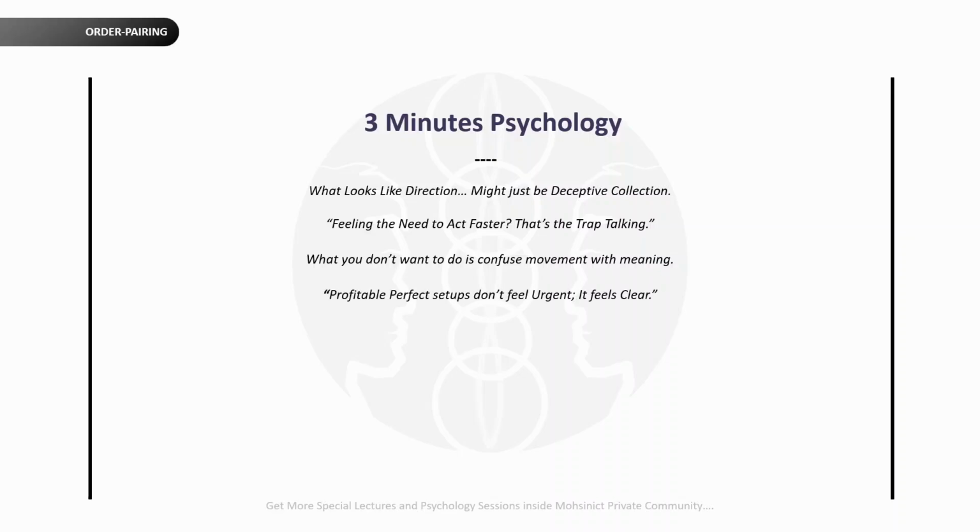Profitable, perfect setups don't feel urgent, they feel clear. You want to execute these trades. Your mind says, this is pretty much clear, why would I miss this? While the imperfect or unprofitable trades give you a sense of urgency. They are like, execute me right now. You don't understand it, but this is profitable. Your mind is in confusion. But when the setup is profitable, you see it clearly on the chart. This is called the waiting threshold.